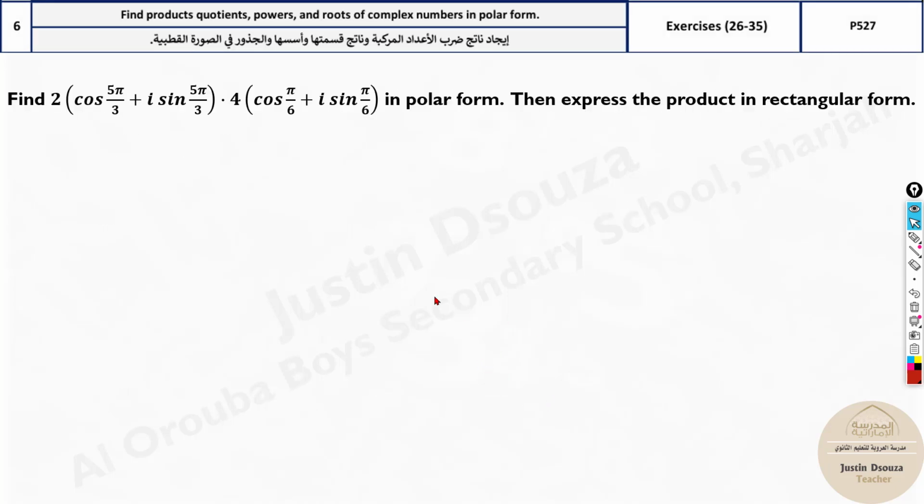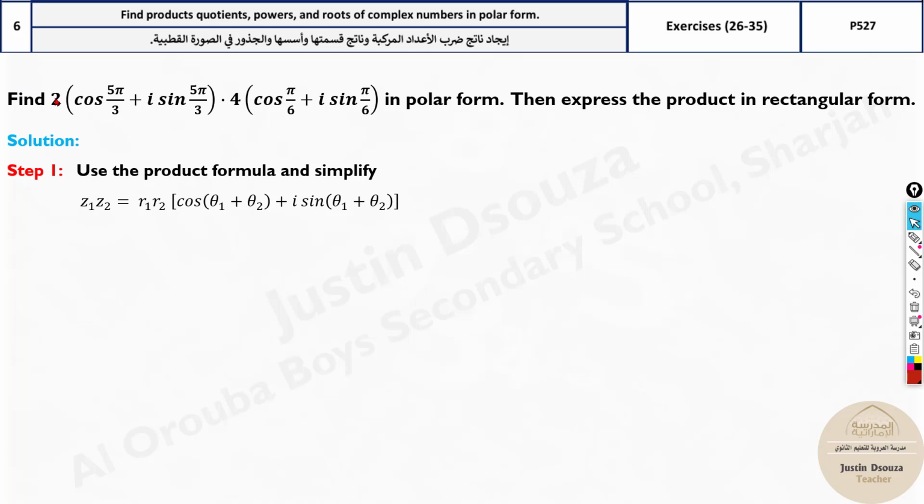Now let's solve some problems. Here we have a problem where we need to find the product in the rectangular form. So we need to find the product, that is, multiply them. You should remember the formula. All you do is multiply 2 times 4 here. And what about theta? Add them up: 5 pi by 3 plus pi by 6. Same thing over here with the imaginary part. Put it in the calculator, you get this as the answer.